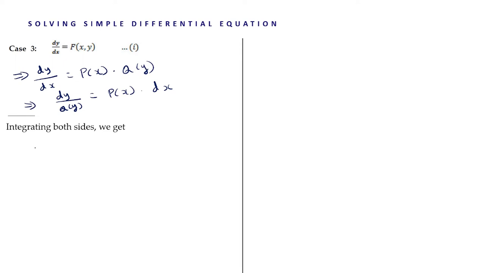Now we can integrate both sides. On integrating both sides, we get integral dy upon q of y equal to integral p of x dx plus an arbitrary constant c. Now this will be the solution of this differential equation. Although it is not mentioned in your handbook, this way of solving the differential equation is called variable separable method.